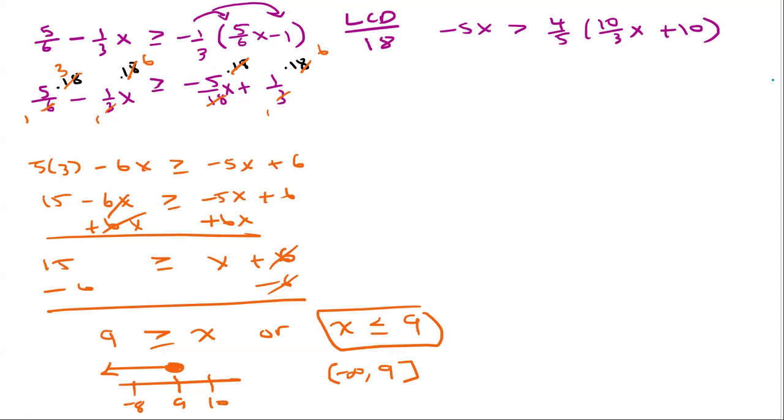Okay, so for this one, we do something similar. We're going to tackle the parentheses first. So we're going to distribute the 4/5. So we have negative 5x greater than, what? 4 times 10 is 40, divided by 15x plus 40 over 5, right? Because you can rewrite this as 10 over 1.